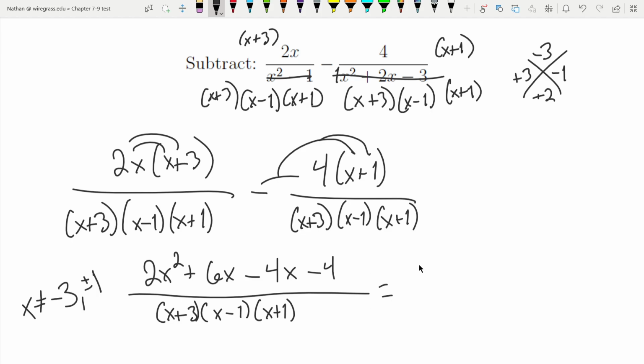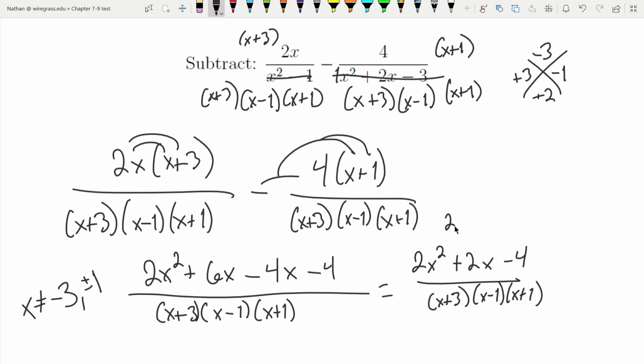Okay, on top, I get 2x squared, 6x minus 4x is plus 2x, and then minus 4, over x plus 3, x minus 1, and x plus 1. And now I can try and factor the numerator. So I can take out a 2, and then see if I can use the AC method on that one. So a is 1 here, so I can use the shortcut if possible.